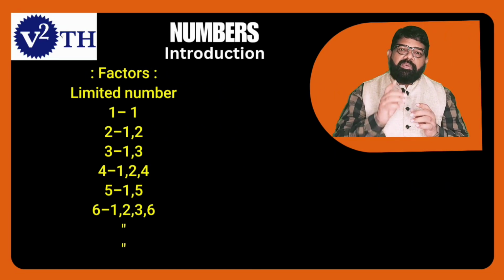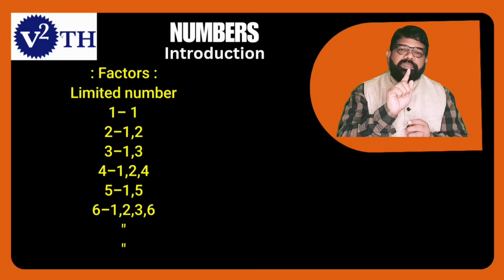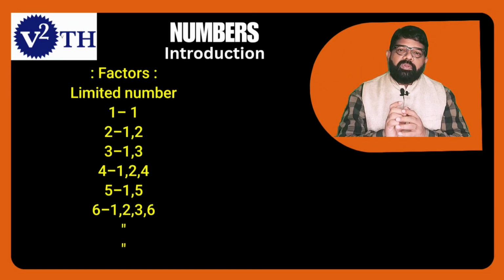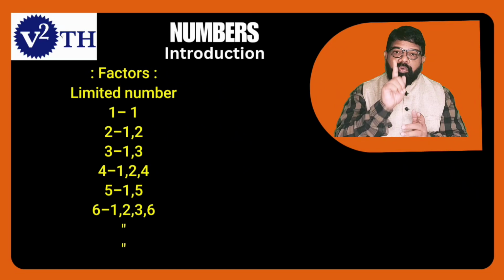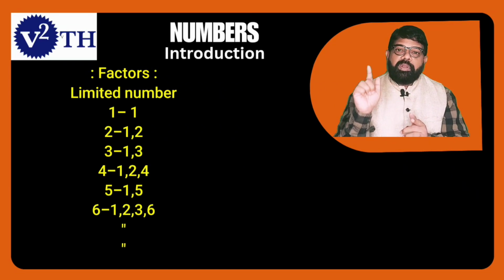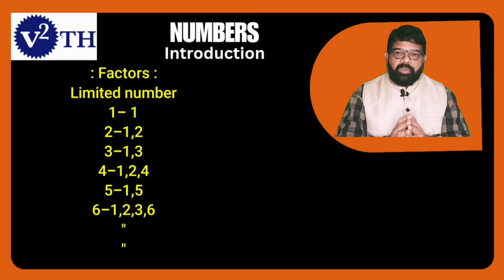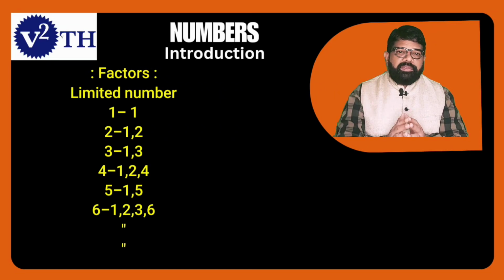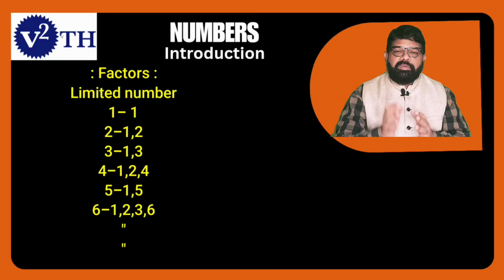So observe the example. 1 is divisible by only 1, so 1 has only one factor. 2 is divisible by 1, 2, so 2 factors are there for 2. 3 is divisible by 1, 3, so 2 factors are there. 4 is divisible by 1, 2, 4, so 3 factors are there for 4. 5 is divisible by 1, 5. 6 is divisible by 1, 2, 3, 6, so 4 factors are there for 6. Just like that, a constant, limited number of factors are there for the given number.